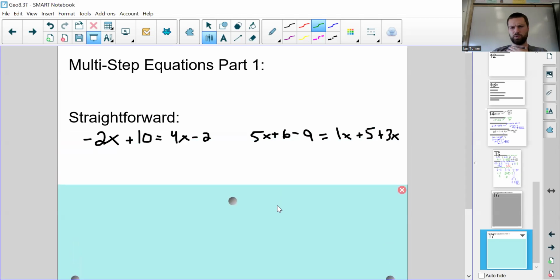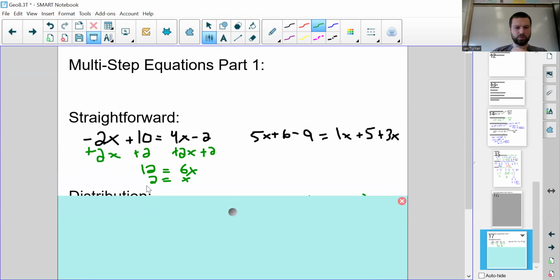First one is just straightforward, like 2 3-step equations. These ones should be pretty easy for us. So get your x's on the same side. Like this one, I'm going to add 2x. And then I'm also going to get my numbers on the other side. So I'm going to add 2 to both sides. Right, really straightforward. So you got some of these on your worksheet that are pretty straightforward. We just get 6x equals 12. So x equals 2.